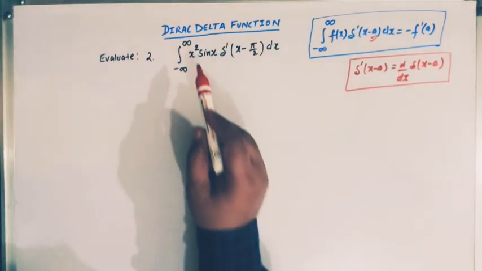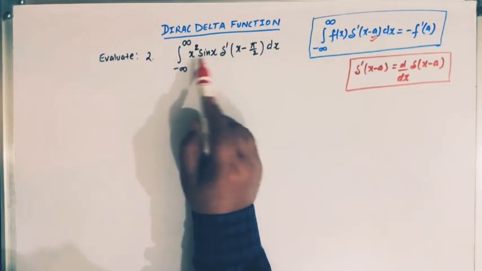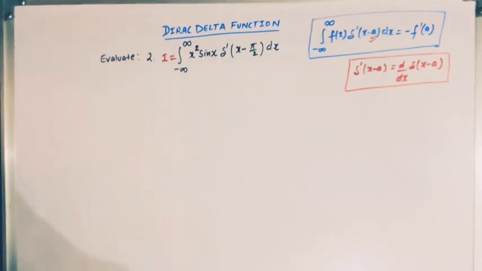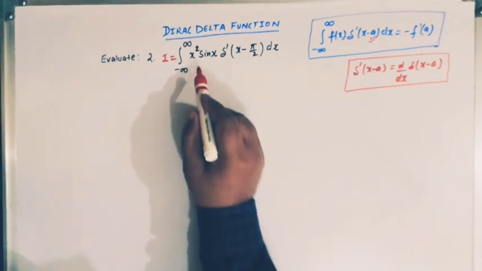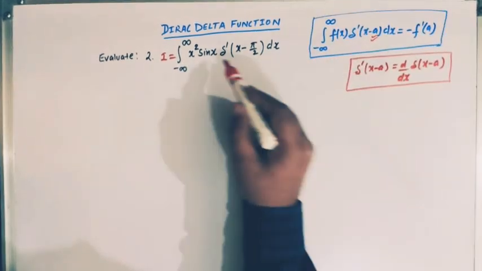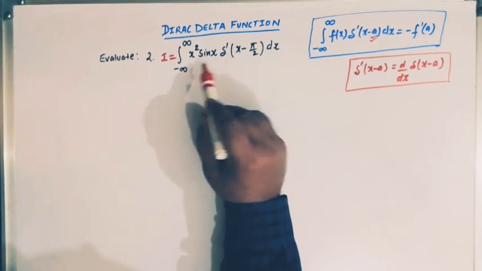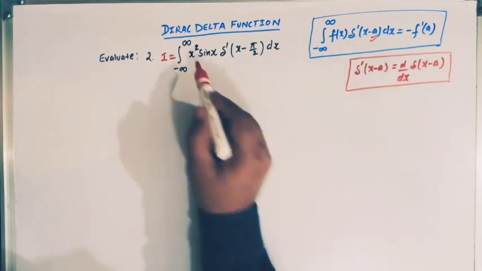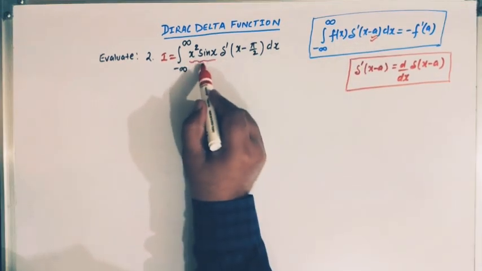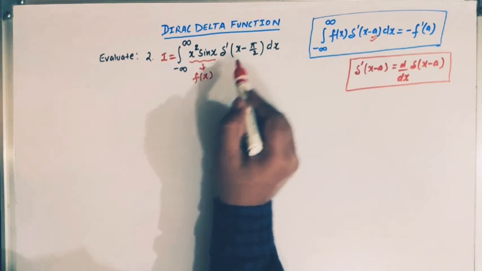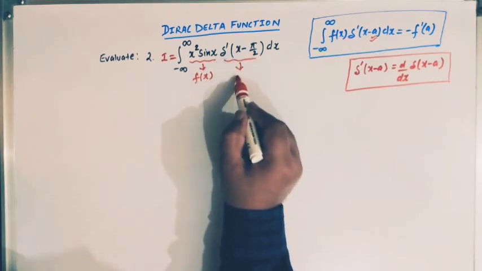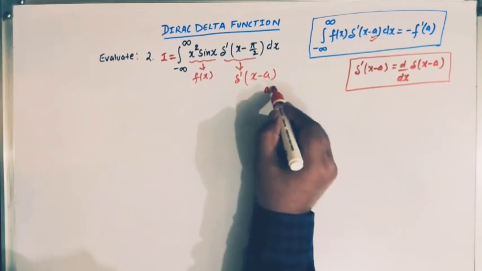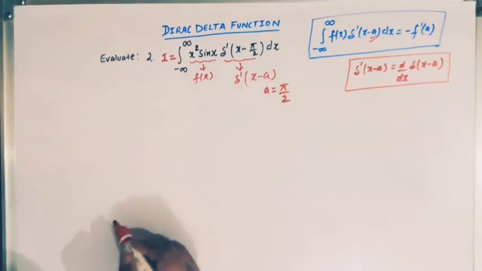Now let us take the second problem. So here we have to integrate this function, and let us call this integral as I, right? Now as we have discussed earlier, let us compare this integral with this one, right? So here we see that this is f of x, and this is delta prime of x minus a, and a is pi over 2, right?